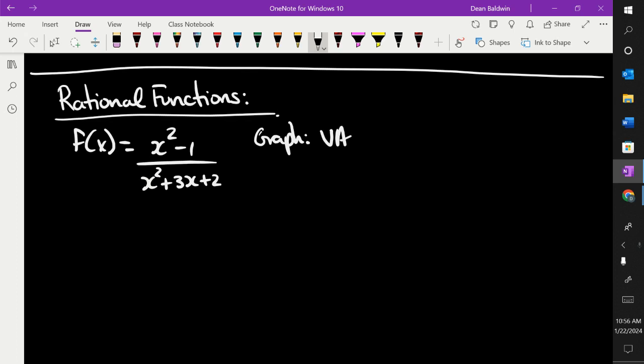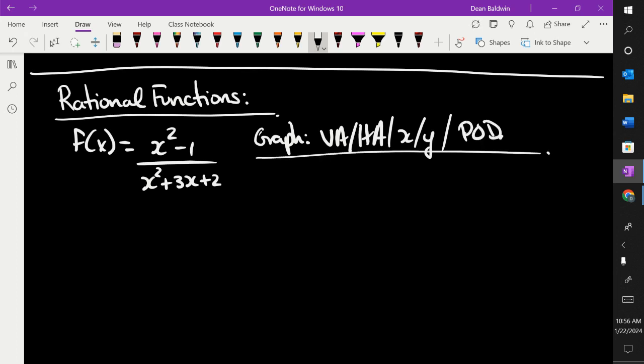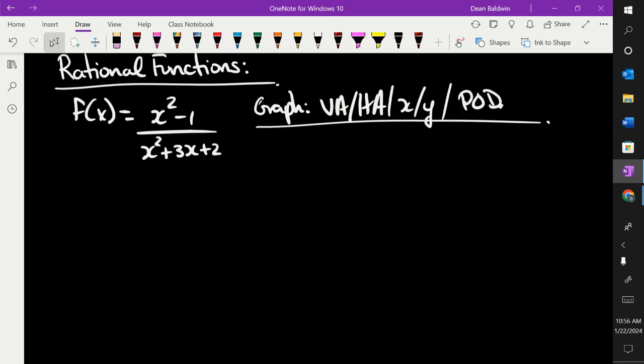I need verticals, horizontals, x and y intercepts, PODs. Literally on the test, in the multiple choice section, I'll give you a function and I'll say, what are the vertical asymptotes? What's the POD? What's the blah, blah, blah? In the short answer, basically, I give you a function and I say graph it. So I can cover everything we need to cover with 2 graphs.